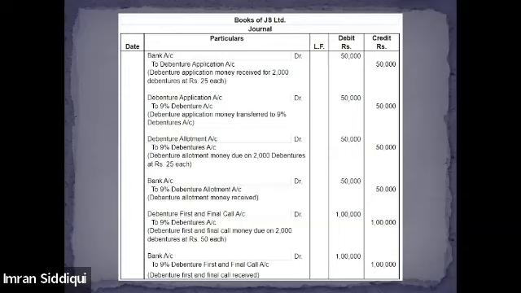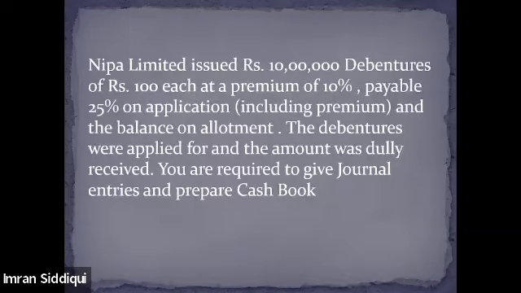Then we'll pass the entry for the allotment for making the allotment due. The entry will be debenture allotment account debit to 9% debenture, which is 50,000 again. And then we'll pass the entry for the receipt of allotment: bank account debit to 9% debenture allotment account. Then the entry for making the first and final call due: debenture first and final call account debit to 9% debenture account. And finally, for the receipt of first and final call amount, bank account debit to 9% debenture first and final call.